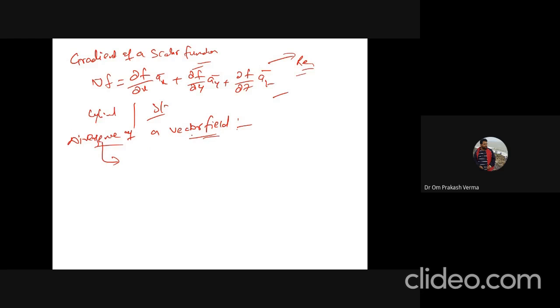As you know, why are we using the gradient of a scalar function, and what does it provide? First I want to mention the significance, and then we will try to understand whether the significance is fulfilled by the definition or not. That is the significance of the divergence of a vector field.